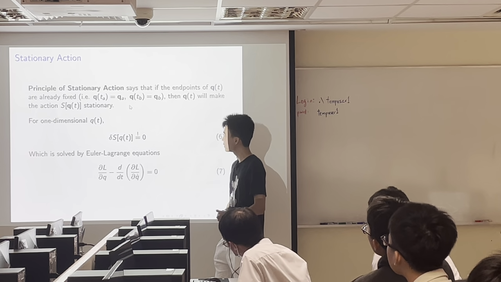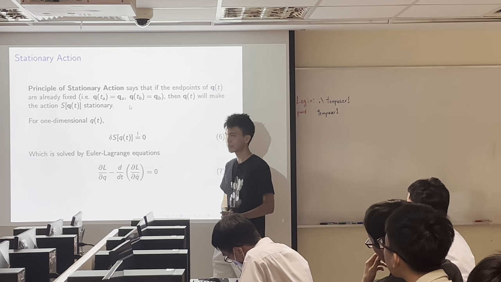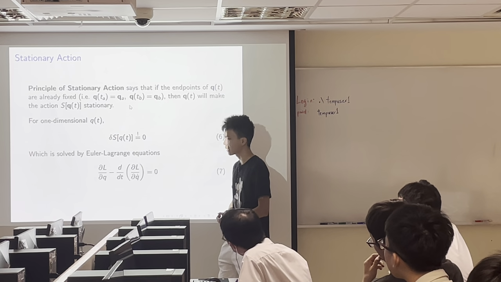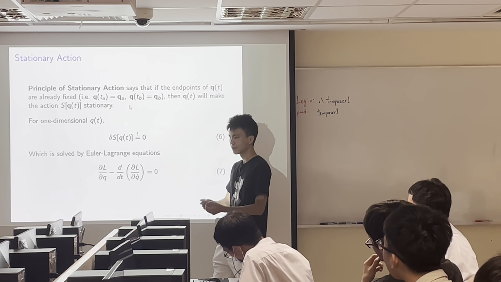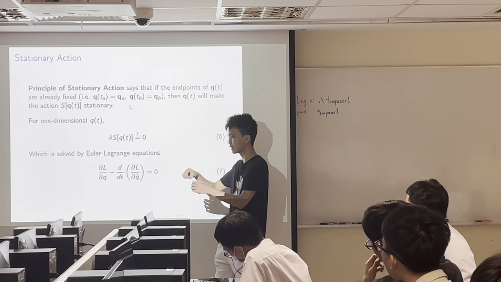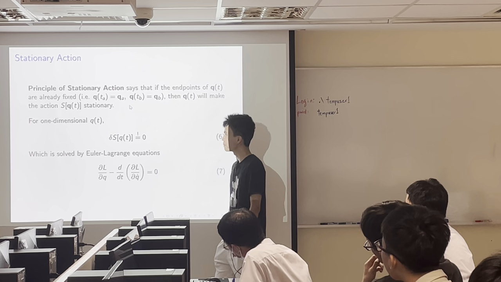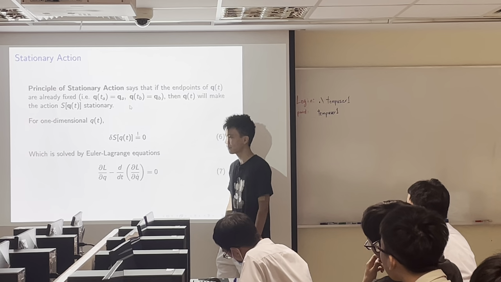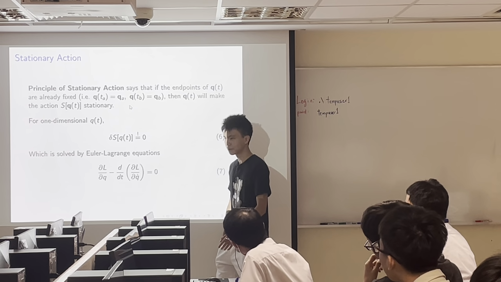So, question: where does the principle of stationary action come from? It seems quite arbitrary. How does the particle know the entire trajectory, how does it minimize over the entire trajectory, when the particle is actually just a local kind of quantity? Actually, being a bit philosophical, I think it comes from the path integral, Feynman's path integral in quantum mechanics.